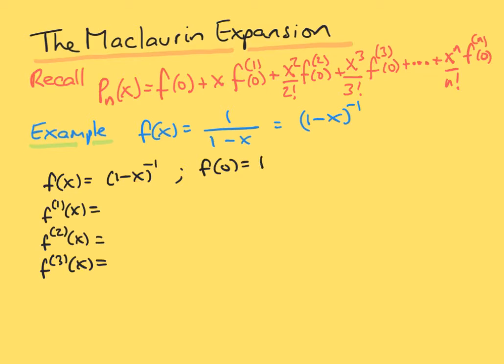And when we evaluate it at 0, what we are going to get is 1, because if we put x is naught in here, we have 1 to the minus 1. That's just 1 over 1. It's 1.